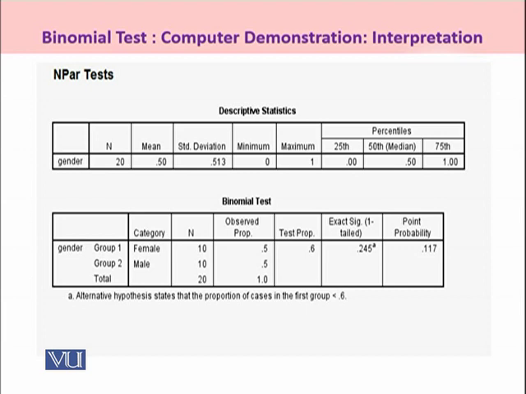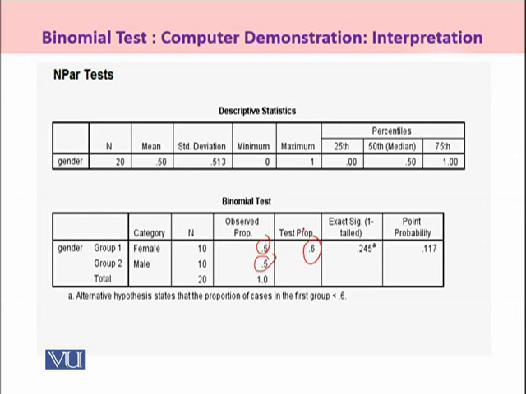So students, what we are going to do is make the comparison between the observed results and the expected one. The observed proportion in this case is 0.5. If you look into the output, the observed proportion is specified as 0.5 for the females as well as for the males. Whereas the proportion we need to test is given under the test proportion and it is specified as 0.6.